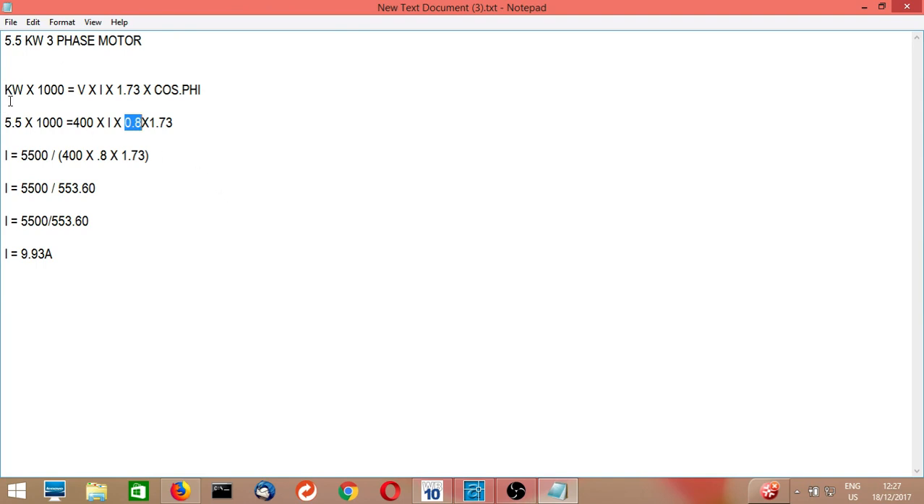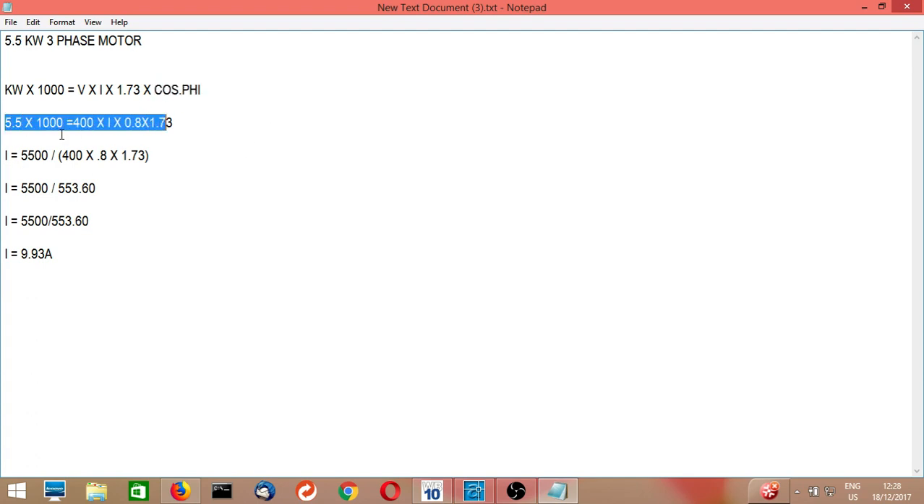So our equation: kilowatt of the motor is equal to voltage into current. Voltage across the motor winding and the current flowing through the motor. And if it is a three-phase motor, actually three windings are there, but we are not multiplying by 3; we are multiplying by 1.73 into cos phi. Cos phi is the power factor. We will consider 0.8. We are not getting 100%, not unity. The power factor will not be 1, so we will consider 0.8.